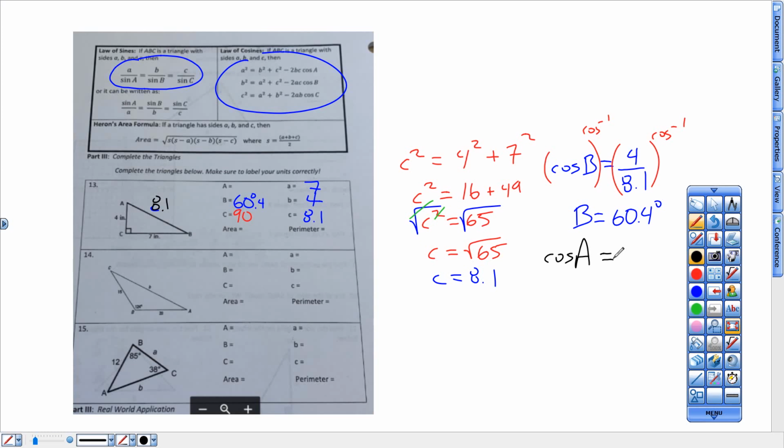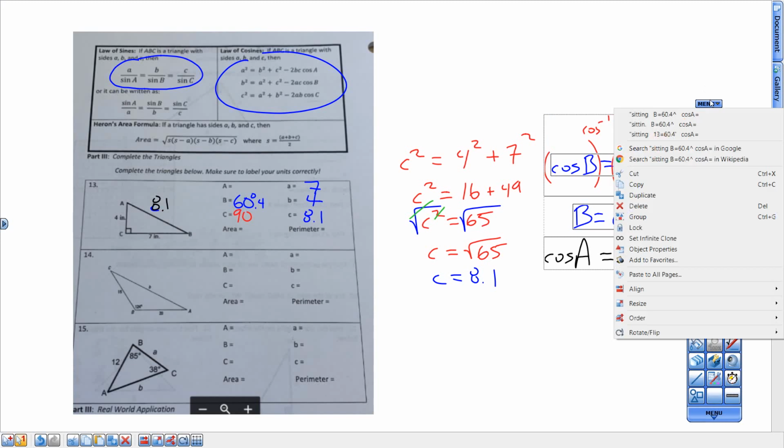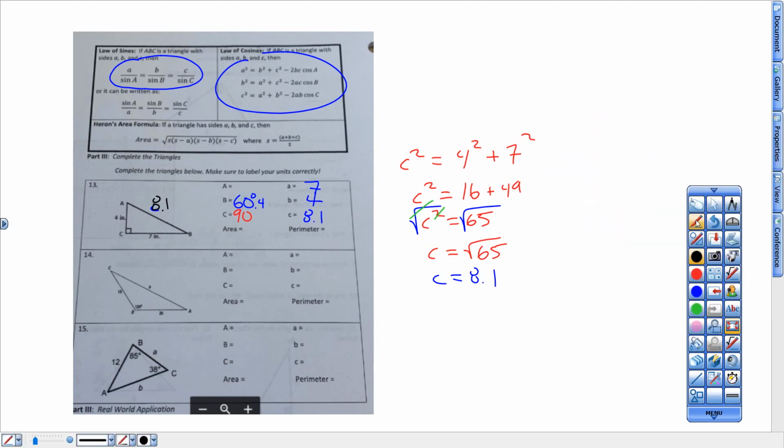Wait, did I do that first one wrong? Oh, I did. This one's not right, I think. Isn't cosine adjacent over hypotenuse? Yes. Oh yeah. Ooh, whoops, ladies. So if I was coming in from cosine B, it would really be 7 over 8.1. Whoops.